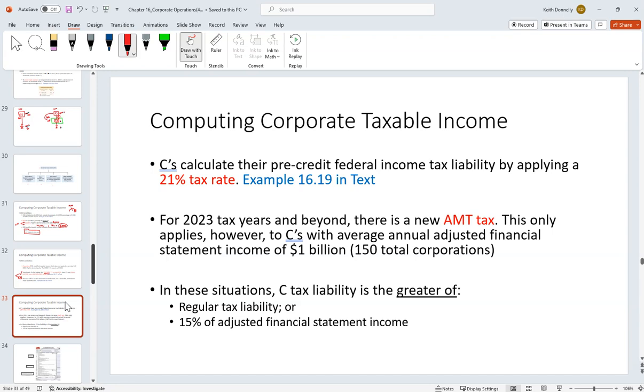All right, so the next thing here basically says, be aware that corporations have a flat 21% tax rate. And if you have a giant corporation, there are only 150 of them. They have to have $1 billion, yes, with a B, of adjusted financial statement income. We're going to look to their books. Then there is an AMT in play, and essentially they had better at a minimum be paying 15%.